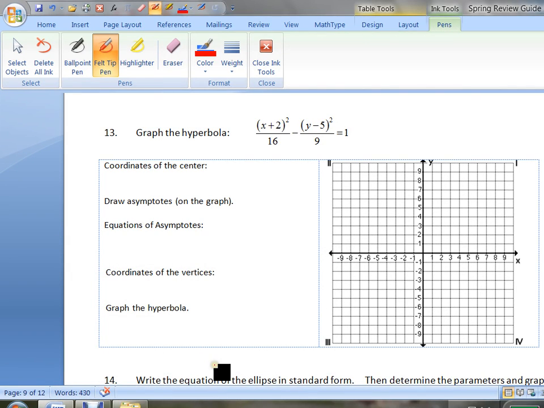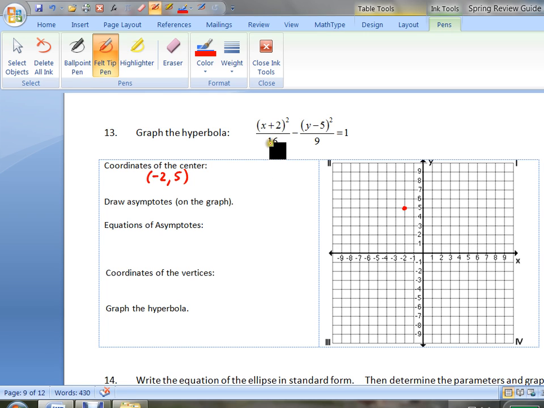Graphing a hyperbola. I know it's a hyperbola first because it is a subtraction. And of course, it also tells you that the center is the x and y value. So remember, it's always the opposite. So it's -2, +5. I'll go ahead and graph that. -2, +5. Then I know that I'm going to need to create my rectangular box.